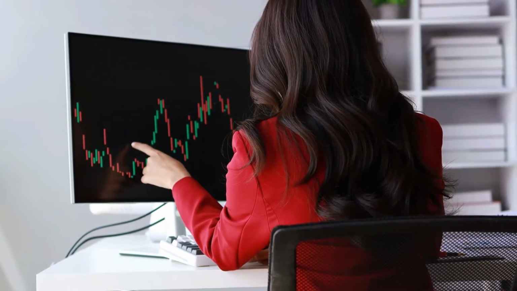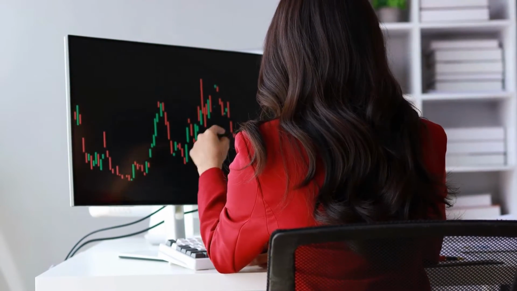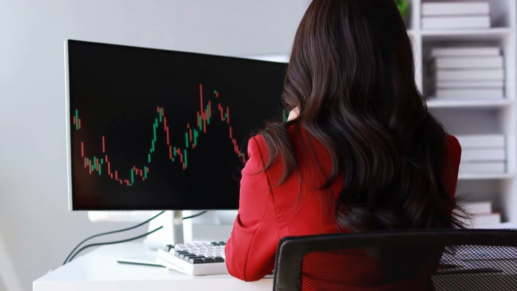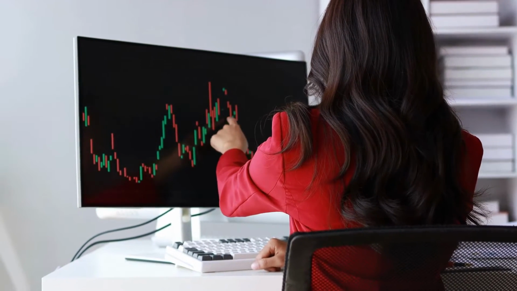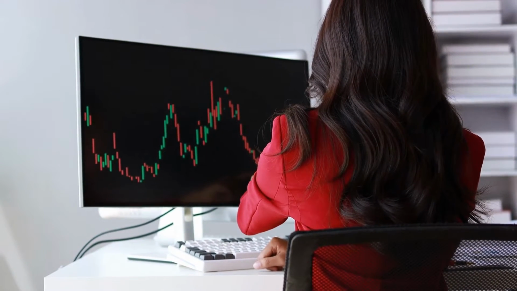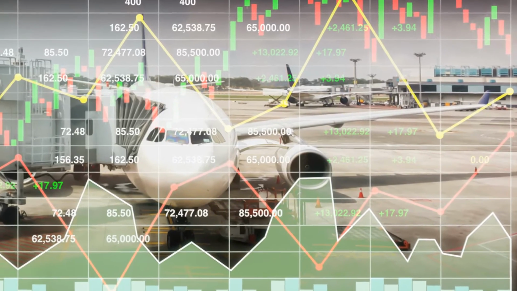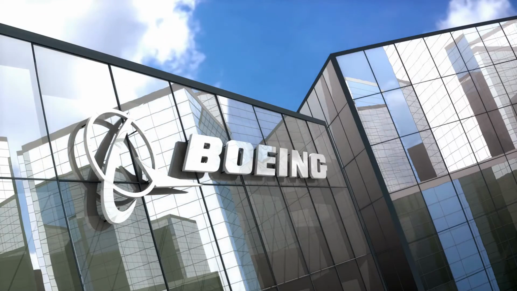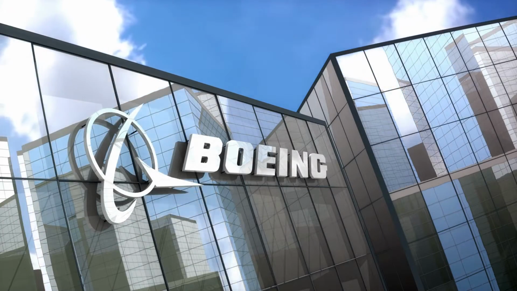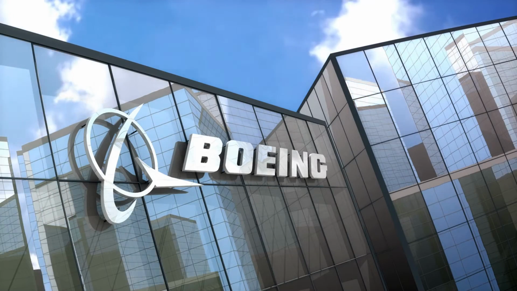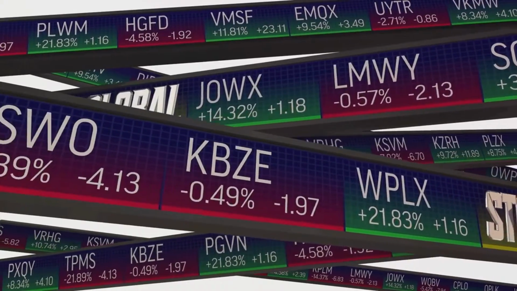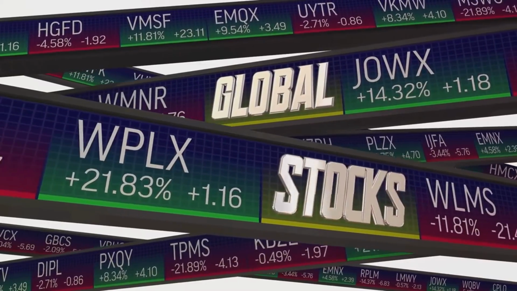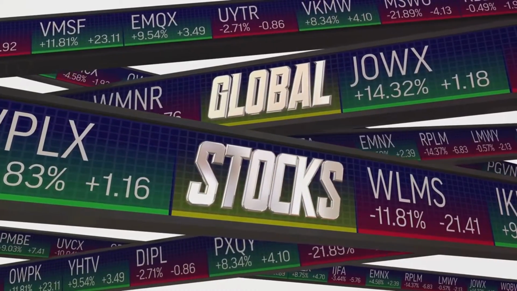First and foremost, we have Boeing. As one of the world's largest aerospace manufacturers, any turbulence in its operations can cause the US 30 to take flight or nosedive. Next up is 3M. This multinational conglomerate operates in fields such as industry, worker safety, healthcare, and consumer goods. Changes in 3M's performance can reflect broader economic trends affecting the US 30.